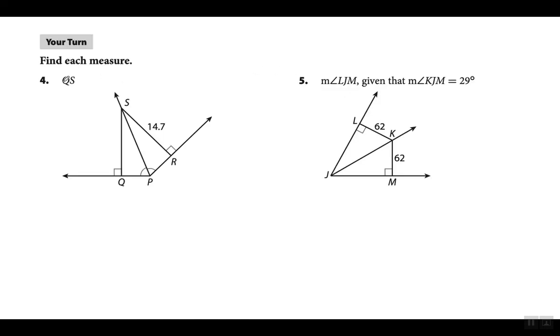All right, look at number 4. Find each measure. They want us to find the measure of QS. All right, this one's obviously very simple. Again, because of these lines right here, this line and this line, that's telling you that this is the angle bisector, okay? So if this segment is 14.7, this one is also 14.7.